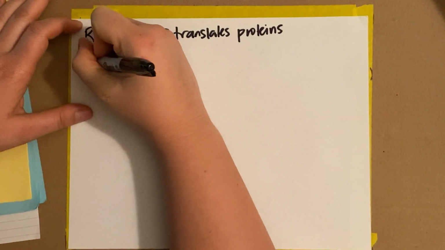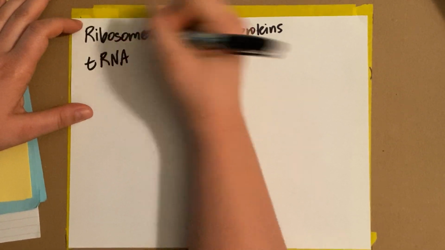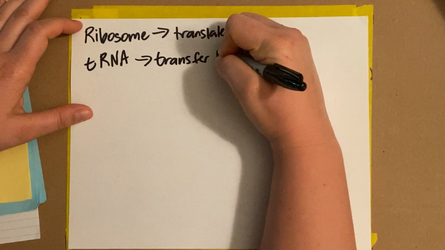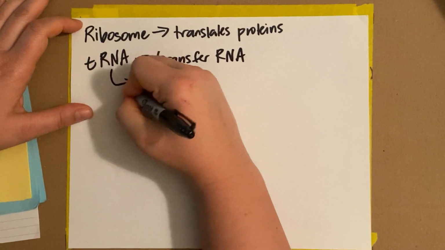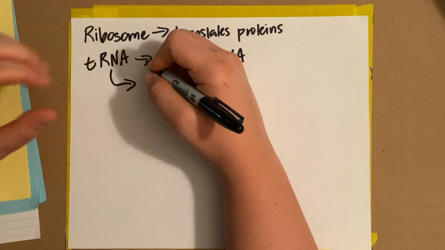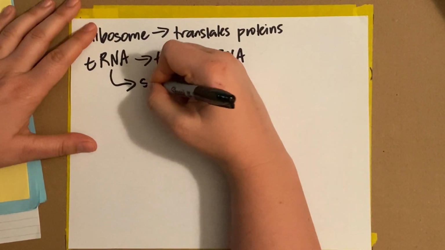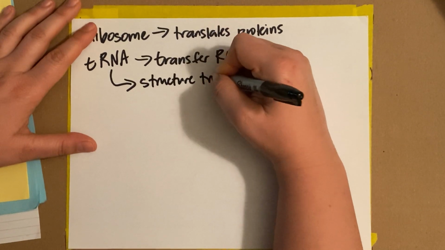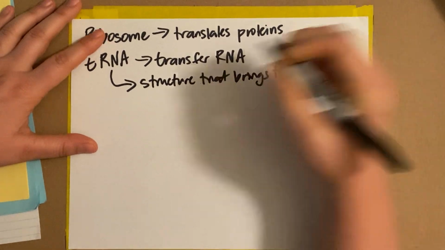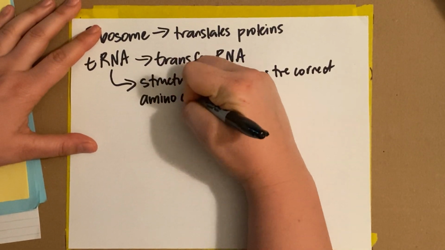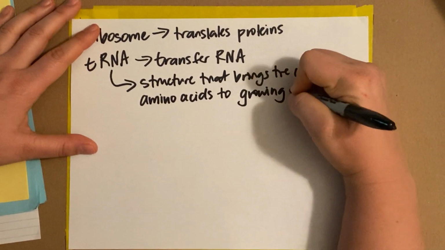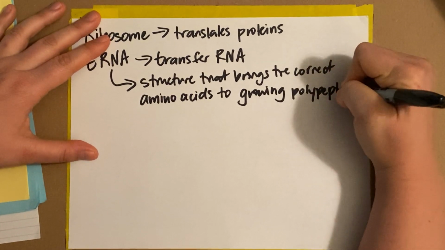Okay, but we also need to talk about something called tRNA. Okay, and tRNA stands for transfer RNA. So what this is going to be involved with is this is going to be the enzyme or the structure that brings the correct amino acids to the growing polypeptide. Okay, and I'll just show you what this looks like.